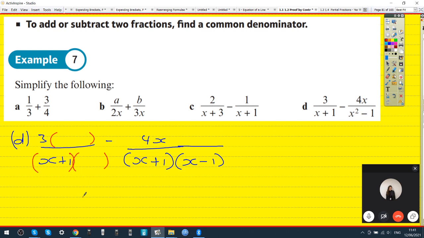Sure. So the denominator on the right is x plus 1, x minus 1. What do you have to multiply the denominator on the left by so that they have the same denominator? X plus 1. It already has x plus 1. X minus 1. Now they're the same. To keep the fraction the same, whatever you do to the top, you do to the bottom. Okay, now they have the same denominator. What's next?